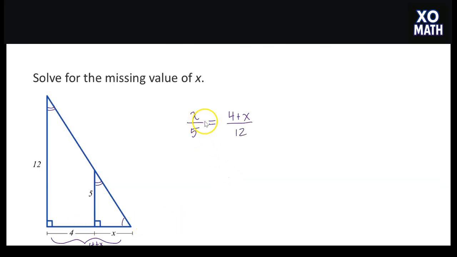Now, to solve this proportion, I'm going to go ahead and cross multiply. So I'm going to multiply x times 12, or 12x, and multiply 5 times the quantity 4 plus x, so the 5 has to distribute. I have 12x equals 20 plus 5x. Subtracting 5x from both sides, I have 7x is equal to 20. And dividing both sides by 7, I have x equals 20 divided by 7.